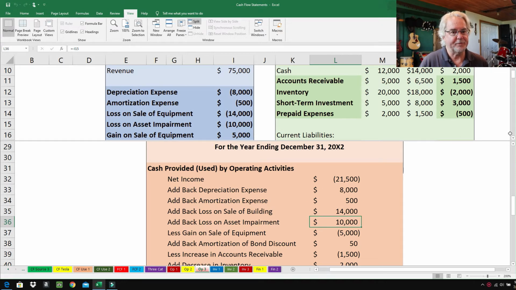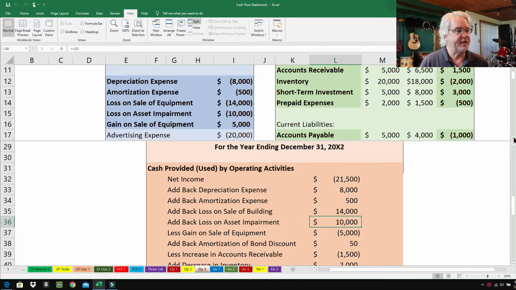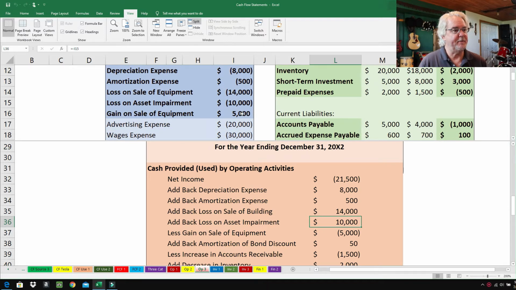But the gain has nothing to do with cash. Here we are. Gain on sale of equipment, $5,000, has nothing to do with cash. So in order to make this net income more cash-like, we are going to deduct it out. So in a nutshell, add back non-cash expenses and losses and deduct out gains. That's all you got to remember.